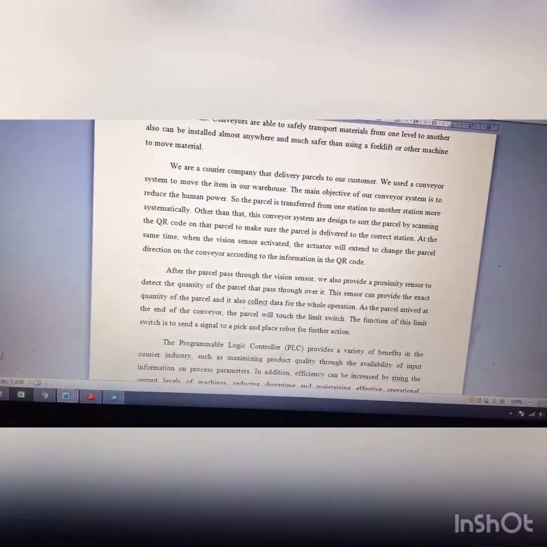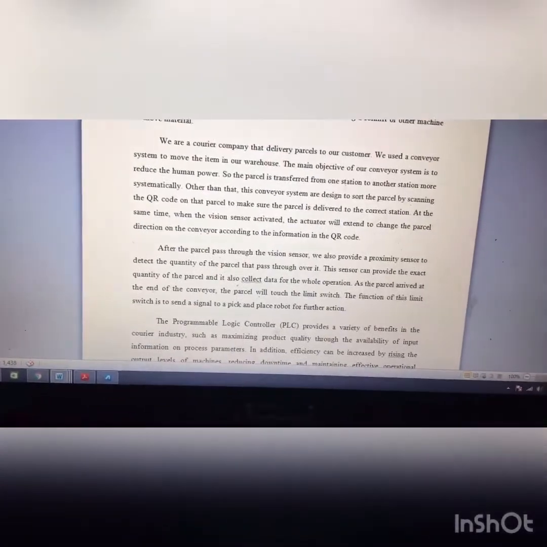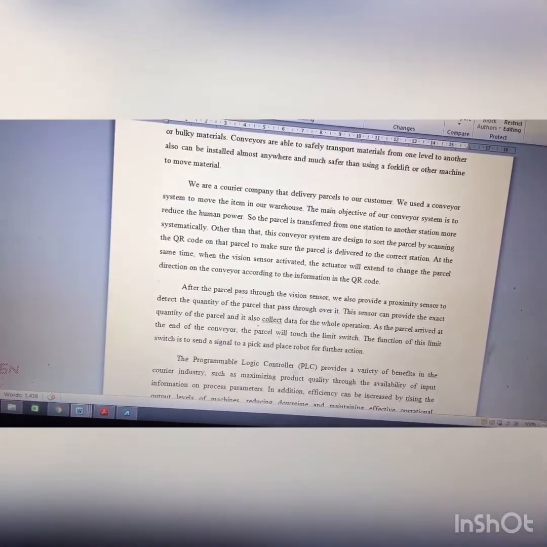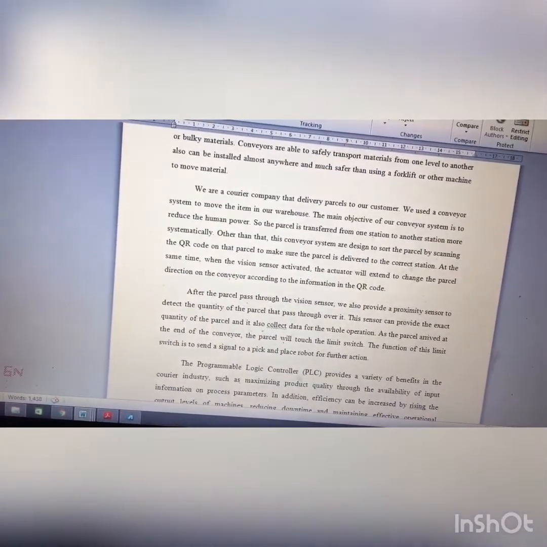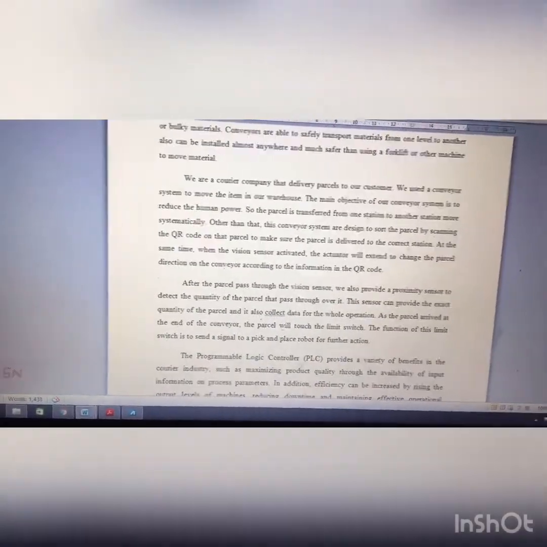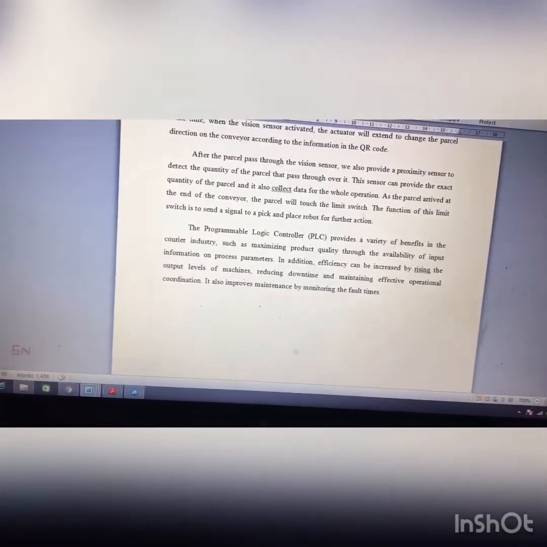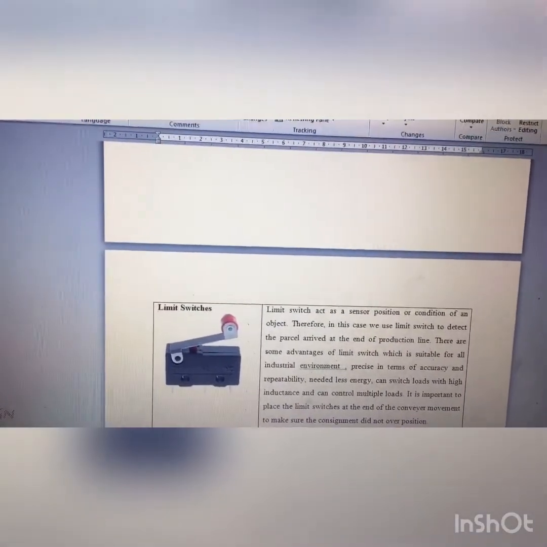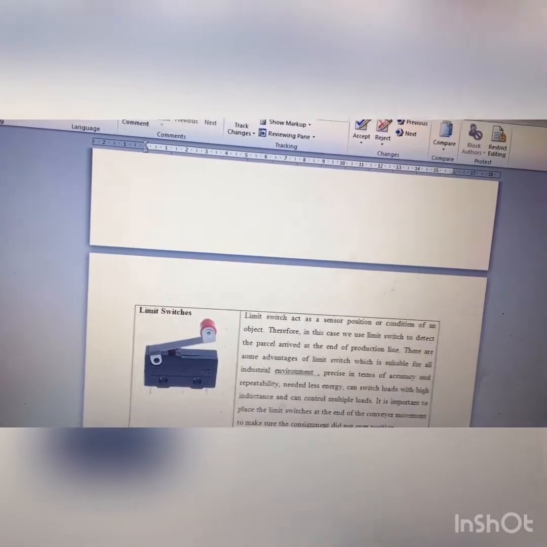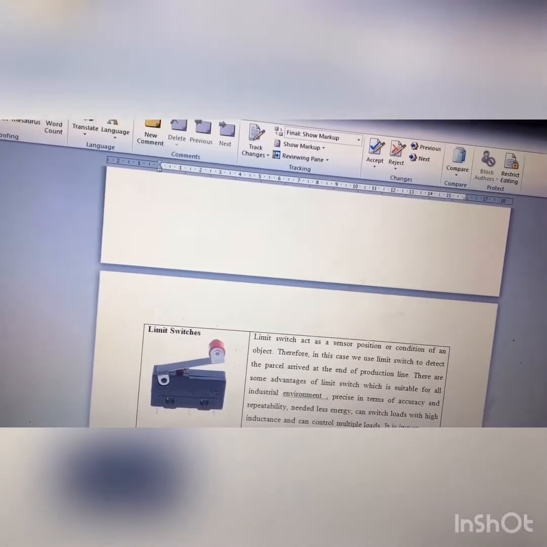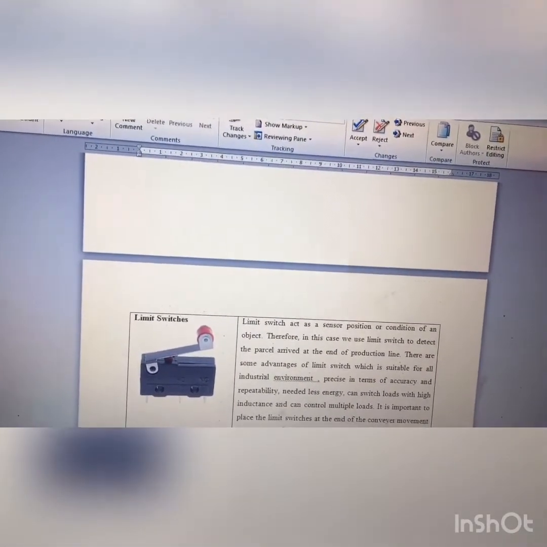And then apabila parcel tu ditolak ke workstation negeri Melaka ni, the proximity sensor akan kira berapa banyak parcel yang akan dihantar ke negeri Melaka. Dalam masa yang sama, kami juga gunakan limit switch untuk detect parcel tersebut apabila parcel tersebut dah sampai pada hujung production line. Dan apabila limit switch tu detect barang tu, robot akan ambil parcel ni dan letakkan ke dalam tempat yang sepatutnya, yang akan dihantar ke destinasi masing-masing.